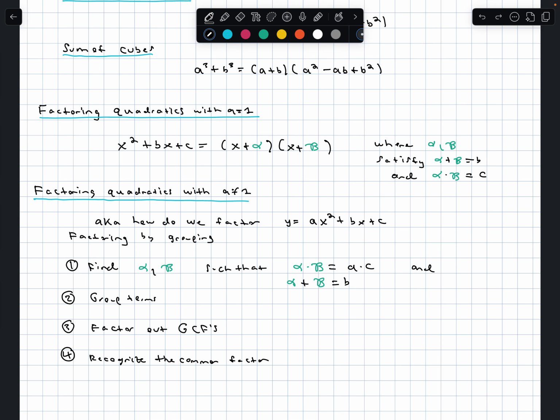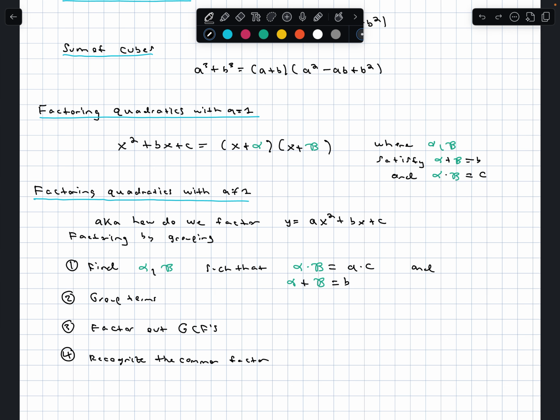How do we factor quadratics with a not equal to 1? This is a slightly rarer instance. We don't see this one as much, but it does come up occasionally, so maybe it's important that we go over it. Probably the easiest way to do this, if you're not able to factor out the leading coefficient, if that leading coefficient isn't a factor of each of the terms, then we probably need to do something a bit more involved, which is using factoring by grouping.